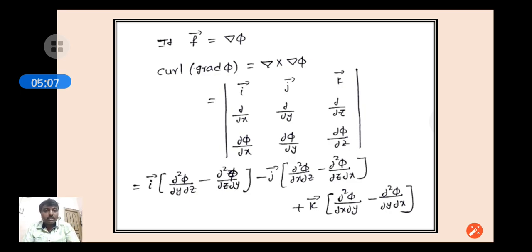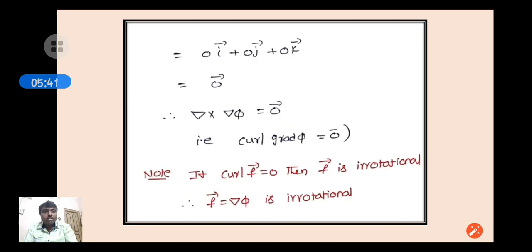Now we are observing the components of i bar here. You can observe that dou square phi by dou y dou z and dou square phi by dou z dou y are the second order partial derivatives, and we know that the partial derivative of phi with respect to yz is equal to the partial derivative of phi with respect to zy. Both are equal. These two are equal components, so the value of this one is 0. Similarly, this one is also 0. This one is also 0. The components are 0, 0, 0 now.